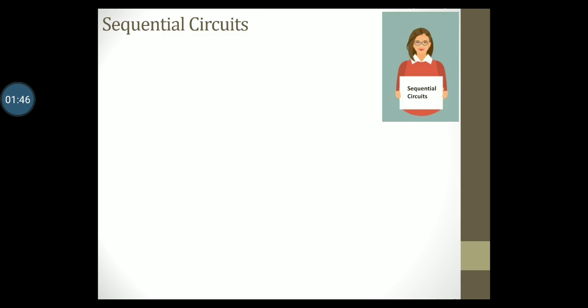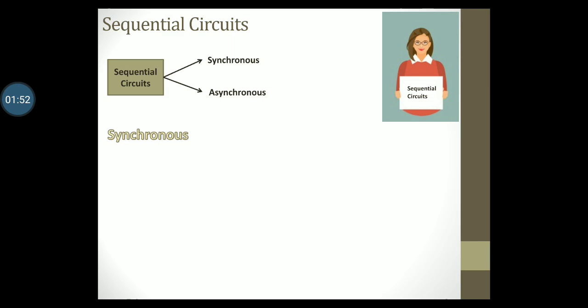Sequential circuits are further classified as synchronous and asynchronous. Let's just first learn about synchronous sequential circuits. A synchronous sequential circuit is one which is controlled by a clock signal. A synchronous sequential circuit will be active only when the clock signal is present. Otherwise, the circuit will not function as it should.